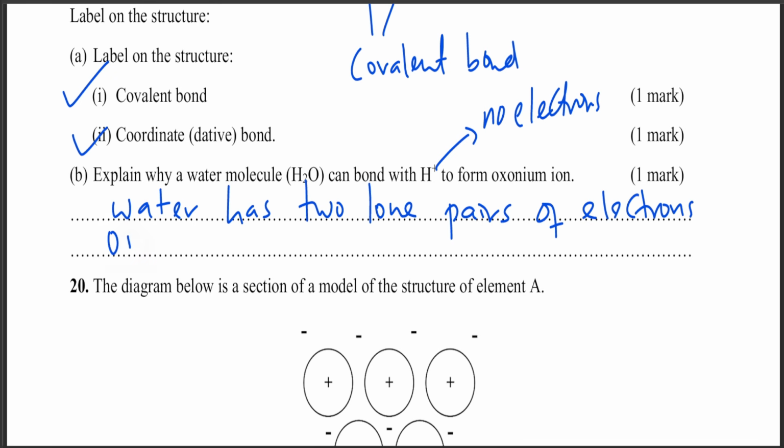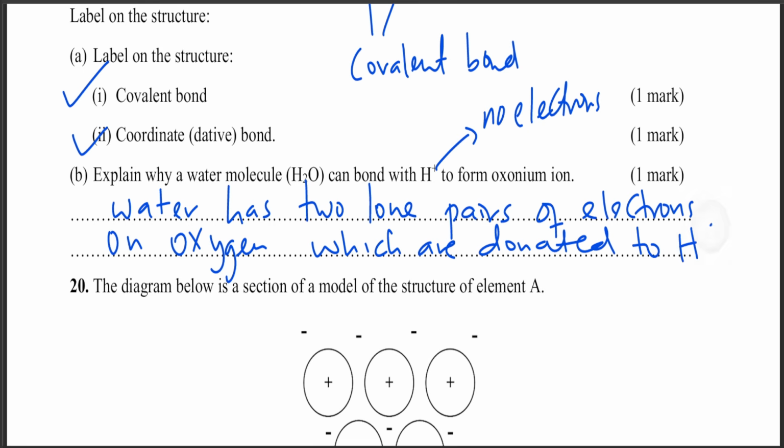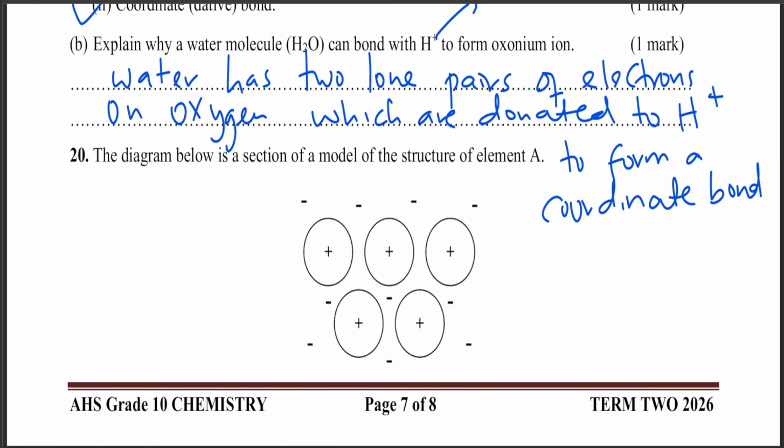2 lone pairs of electrons on oxygen, kwa sababu oxygen ndo walikuwa na hizo lone pairs, which are donated to H plus to form a coordinate bond. Tosha hii. And therefore producing this H3O plus. Nimechoka leo.